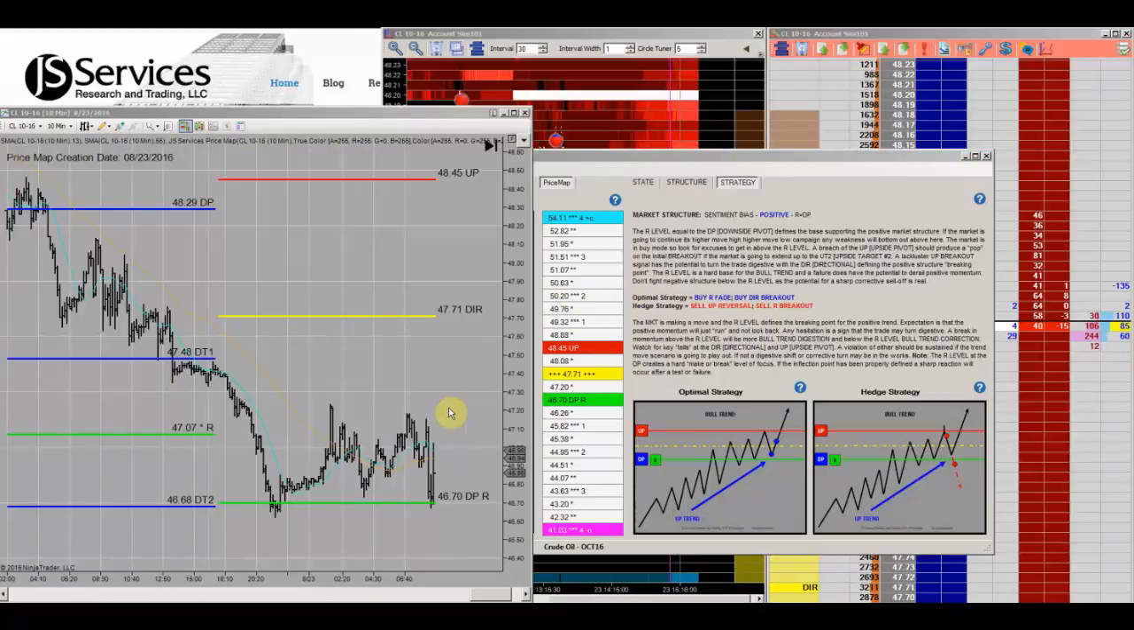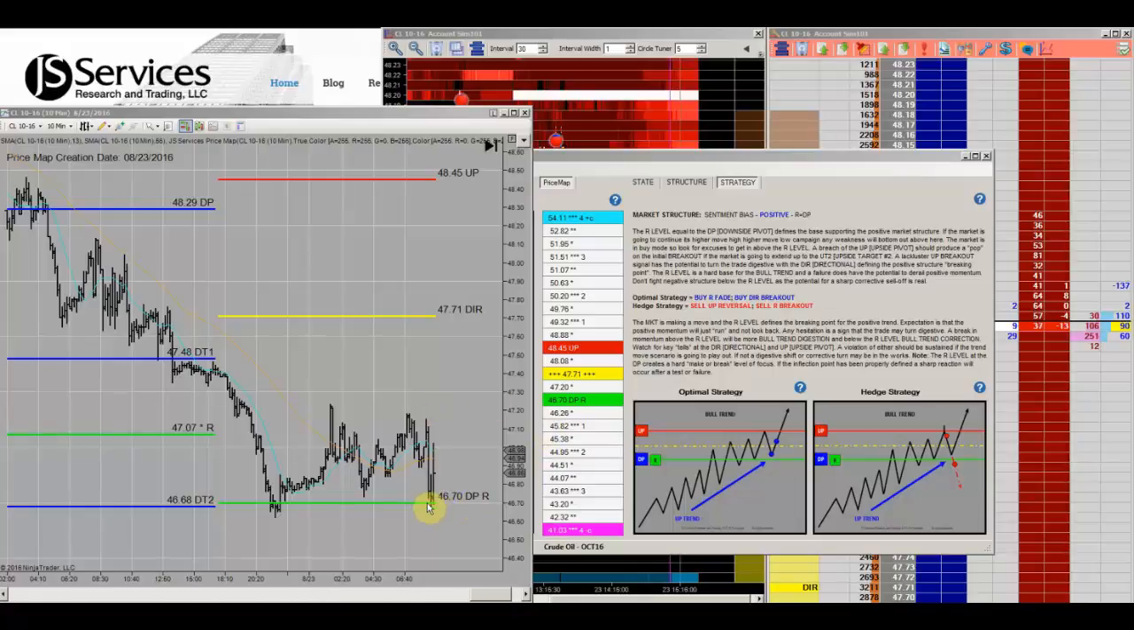Here we have an intraday chart, and this has our price map chart overlay application embedded on it. And currently I have our key major levels, our major critical range plotted. Here's 46.70, and this is the overnight action, and we can see that the market has been holding above this price point.